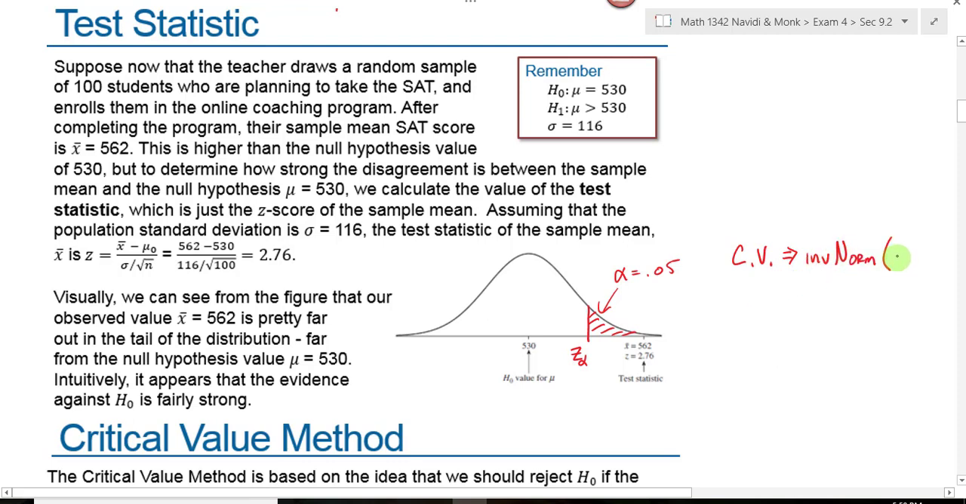The area is going to be 1 minus alpha, or 0.95, and then the mean is 0 and the standard deviation is 1. When we do this in our calculator, that gives us a critical value of 1.645. Our test statistic was this number down here, 2.76. It's way down here in this red region.